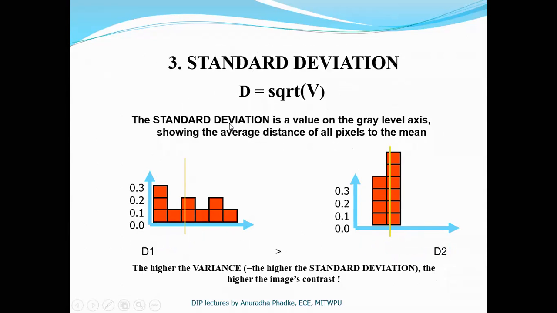So basically standard deviation gives you an idea about the average distance of all pixels with respect to the mean value. Higher the variance, higher the standard deviation, of course, and higher variance indicates higher image contrast. Contrast value is greater. Lower the variance, lower the contrast.